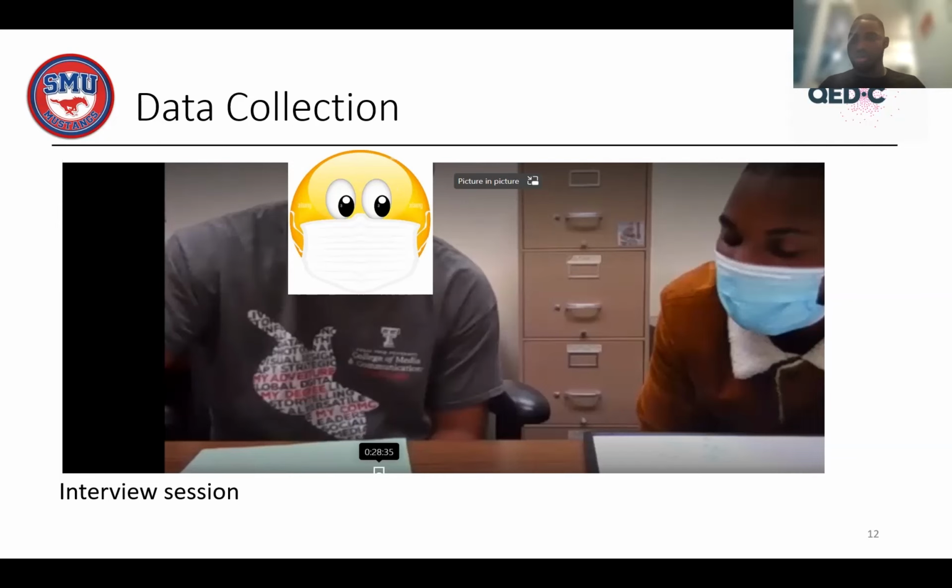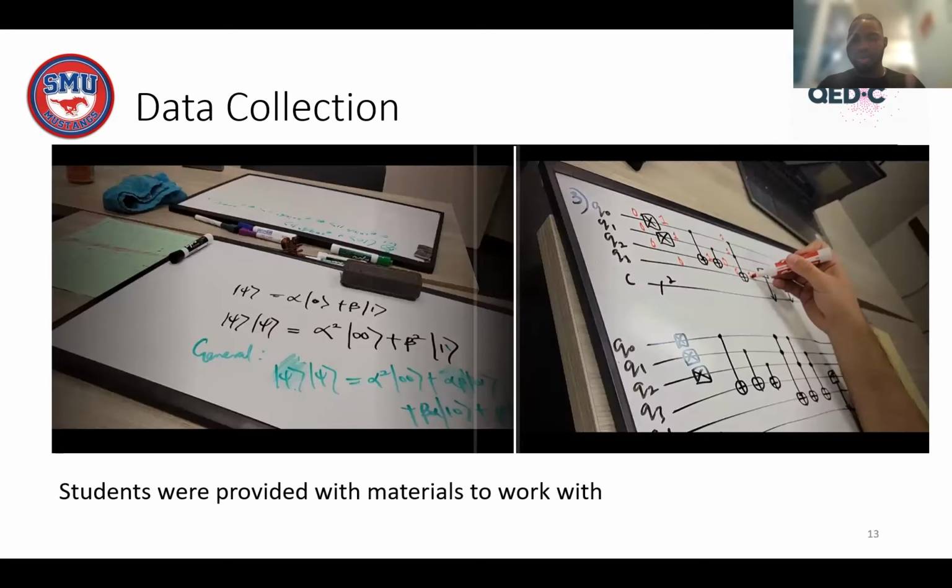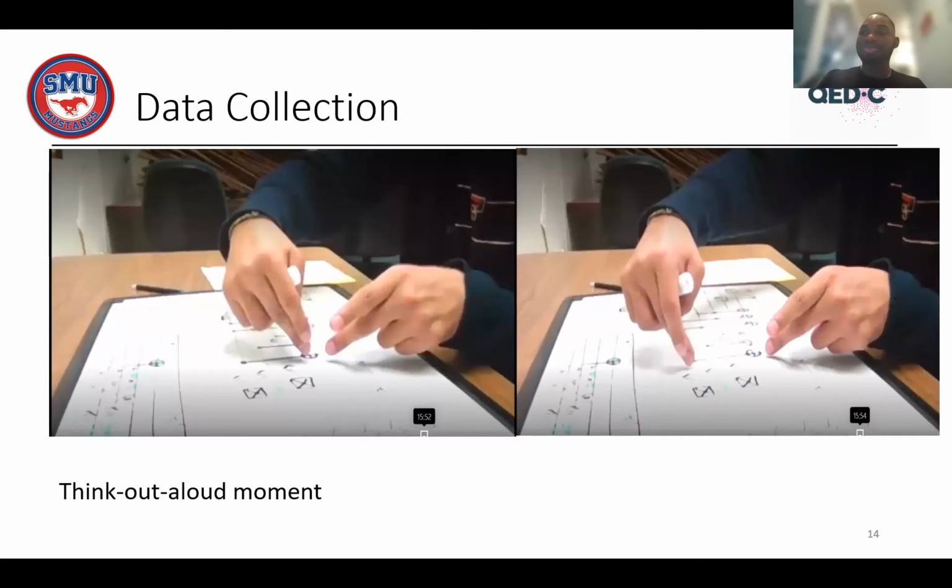This is a typical interview session. We provided them with some writing materials, and it's more of a think-aloud process. This is students working through some quantum circuits, just explaining based on their understanding and the question that we have. Yeah, this is a think-aloud session.